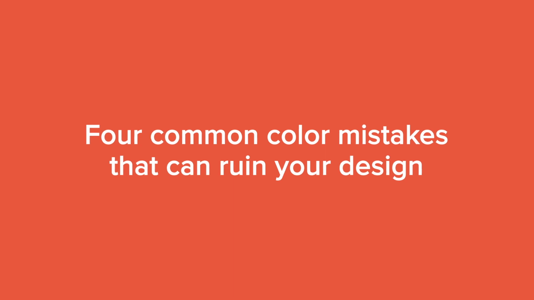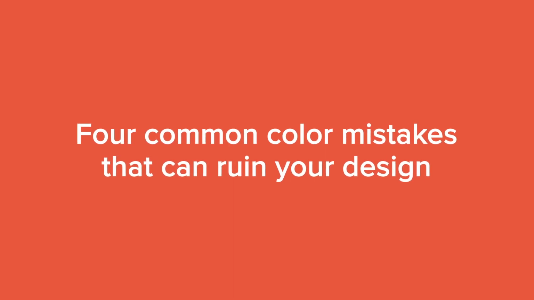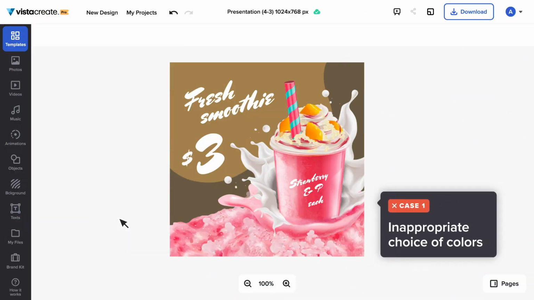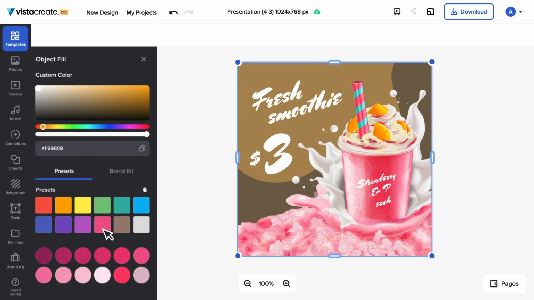Now, let's learn 4 common mistakes that can ruin your design. You don't usually choose a brown background to advertise candy pink smoothies. Choose colors that are relevant to the message you want to communicate to your customers.